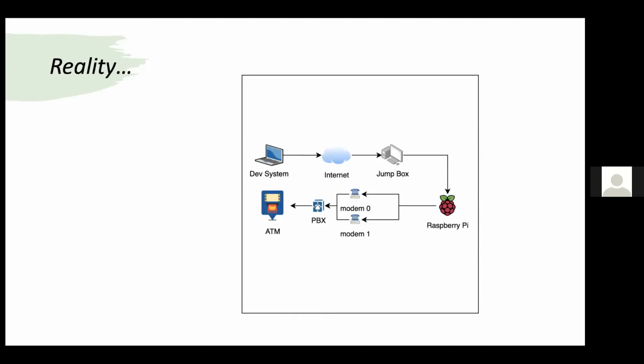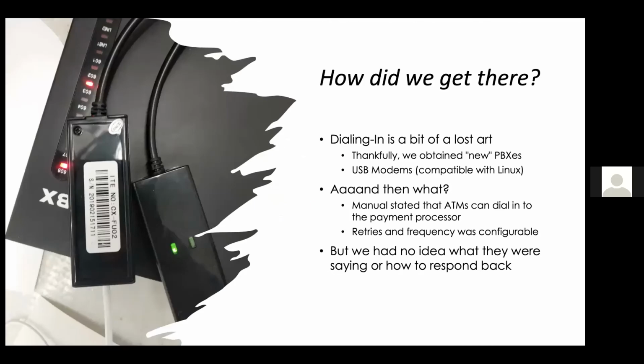The dev system and the system I was working on to build this connected to a jump box, which connected to a Raspberry Pi, which connected multiple modems to a phone bank, and then the ATMs were connected to that phone bank. And this is roughly what we did for the final competition. But how did we get there?